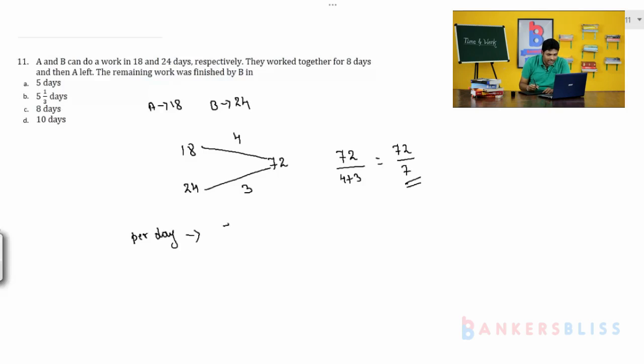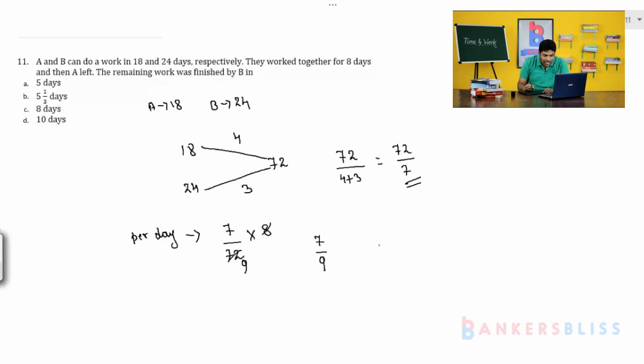it will be 7 by 72, because both are inversely proportional to each other. Because of that reason we are taking per day 7 by 72. Like that they worked for 8 days. 8 nines are 72, so 7 by 9 of the work is completed.